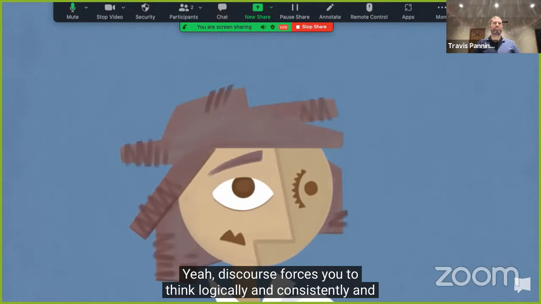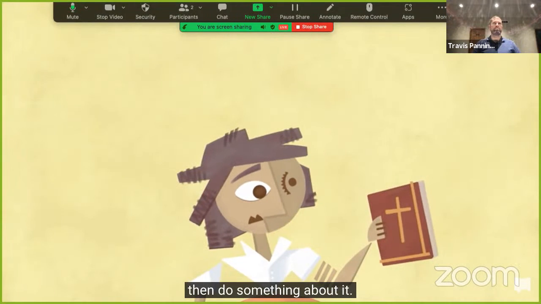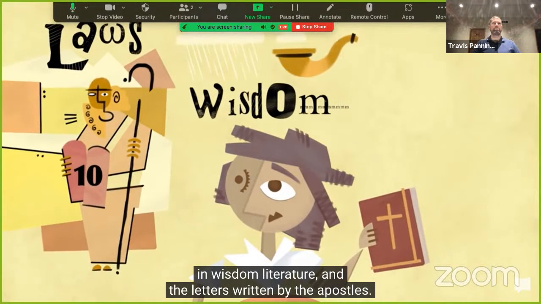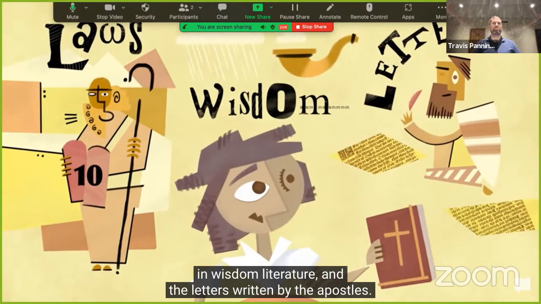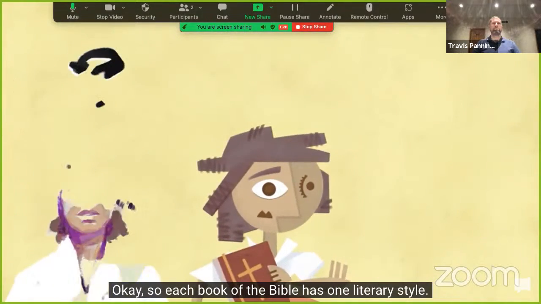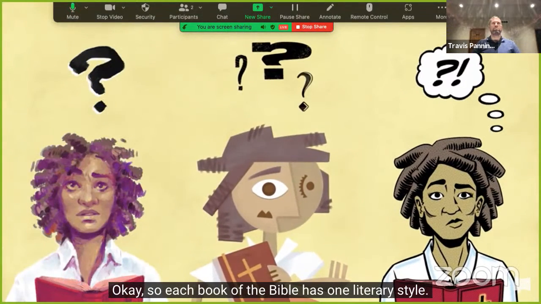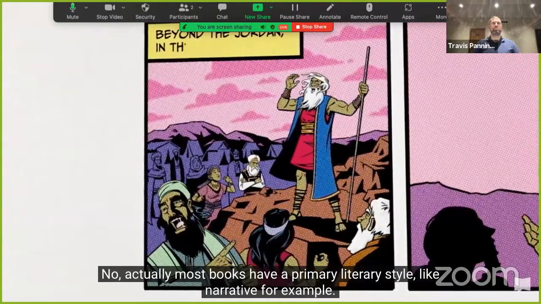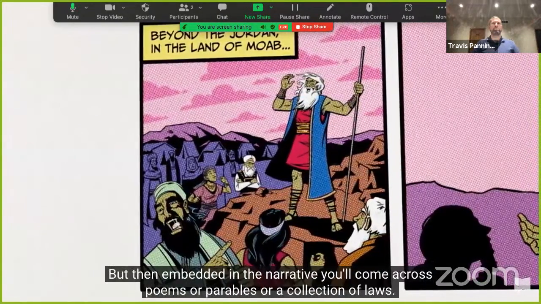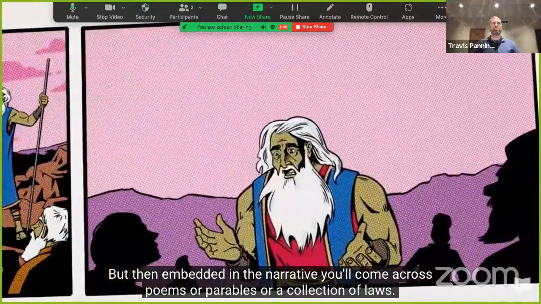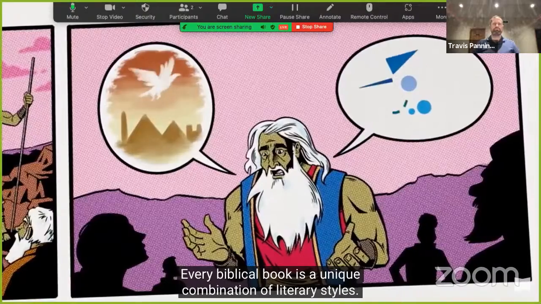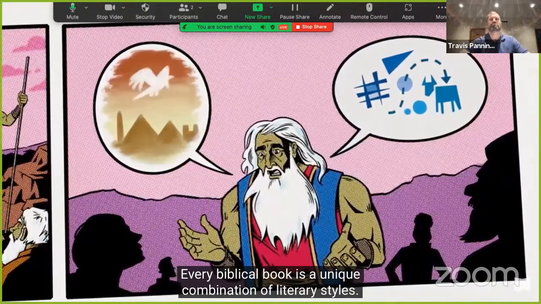Yeah, discourse forces you to think logically and consistently and then do something about it. Biblical discourse is found in law collections, in wisdom literature, and the letters written by the apostles. Okay, so each book of the Bible has one literary style. No, actually, most books have a primary literary style, like narrative, for example. But then embedded in the narrative, you'll come across poems or parables or a collection of laws. Every biblical book is a unique combination of literary styles.